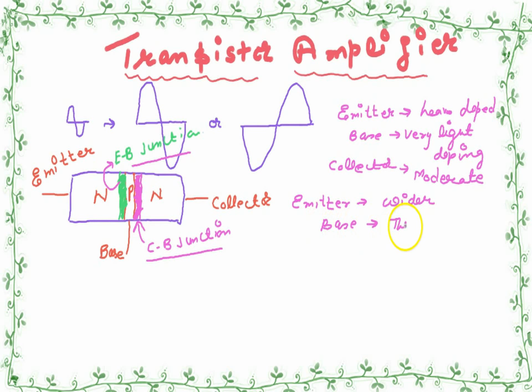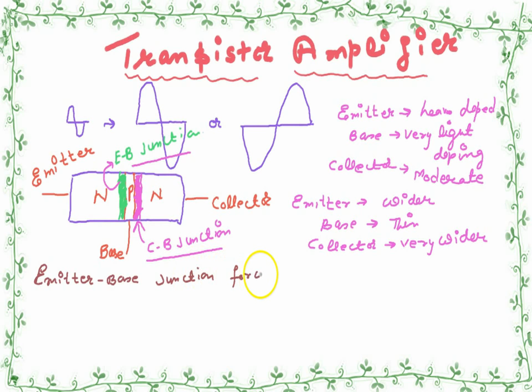The emitter is wider, the base is very thin, and the collector is still wider than the emitter. This is a physical concept. Physically, the collector is wider than the emitter, and the collector is less doped as compared to the emitter.